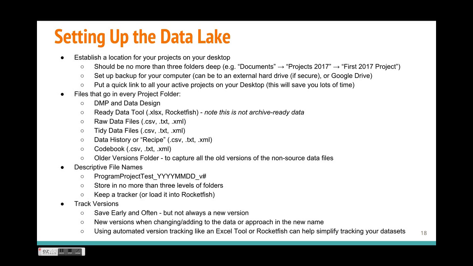Now, inside of every project folder, you want to make sure you have all the files that you would share with someone so that they could reproduce your research. So that means you need your data management plan and the data design that we talked about from before in part 1. This information is going to let the user know how you set up your files, how you secure them, who owns them, etc.